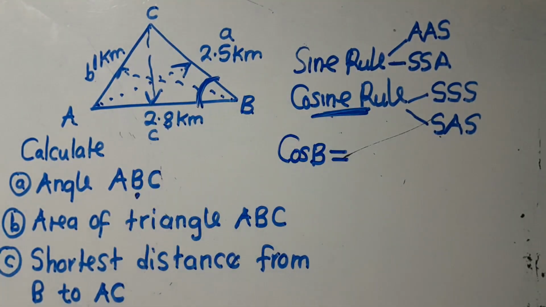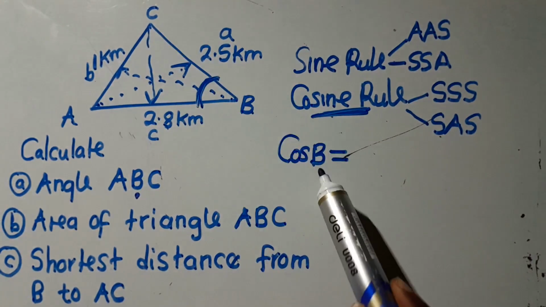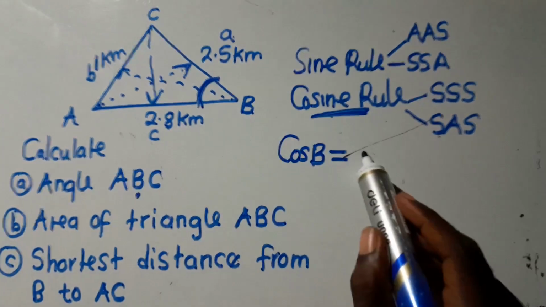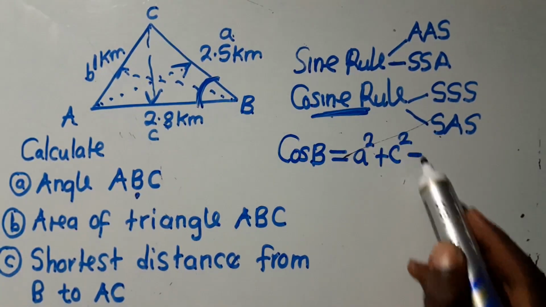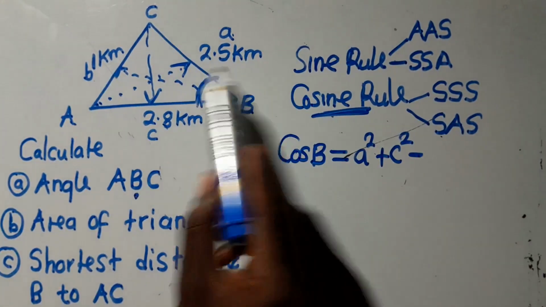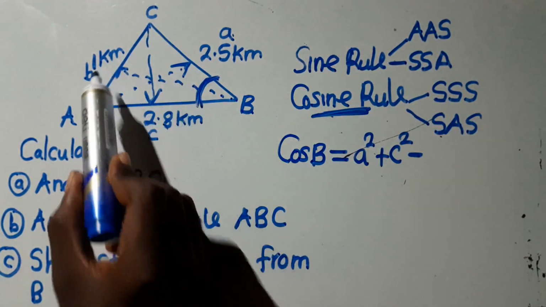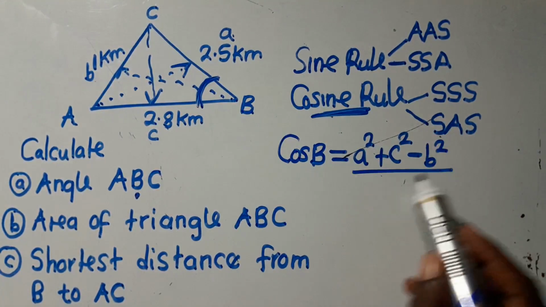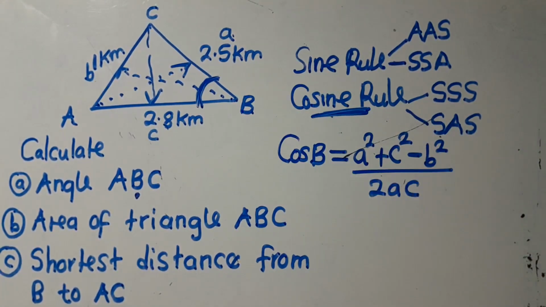So what you need to do for you to answer this particular question, you get these two sides that are put in this angle that you are told, then square them. We've got a and c. So you're going to say a squared plus c squared minus what? Minus now the side that is opposite to the angle which you are told, which is B. So you say minus b squared over 2ac.